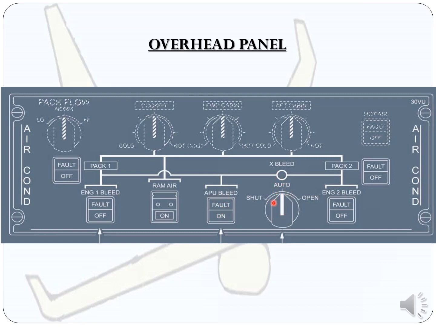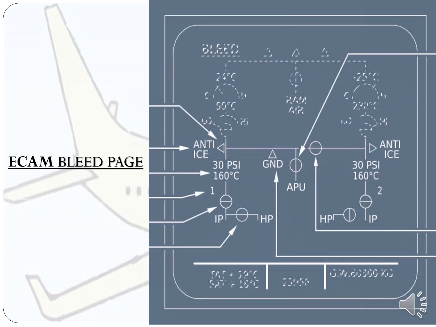This is the cross bleed valve rotary switch, and three positions are given: shut, auto and open. In normal operations we need to put it in the auto position. The next one is the engine 2 fault and off push button. The last one is the ECAM bleed page, and you can monitor it from the cockpit.